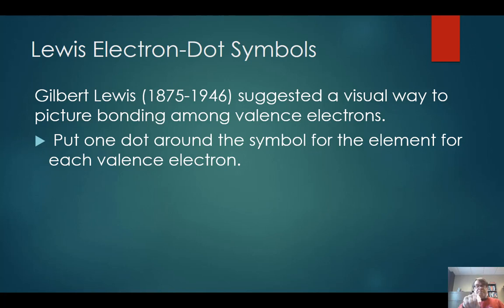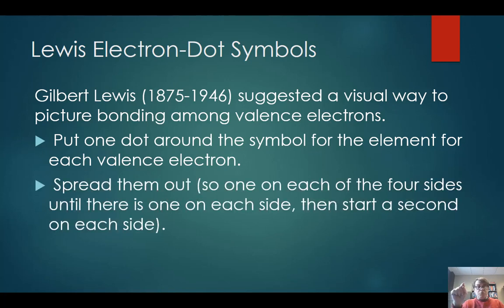So Lewis suggested you put 1 dot for each outer electron around, and then, of course, once you get past 4, you start to put 2 dots around until you have 2 on the top and 2 on the bottom and 2 on the left and 2 on the right, and you've got 8. And that's what an element wants: to get to 8 if it can, which means it's either going to lose, gain, or share electrons until it can get to 8. This is why some elements ionize, and this is why certain elements bond in a certain way.